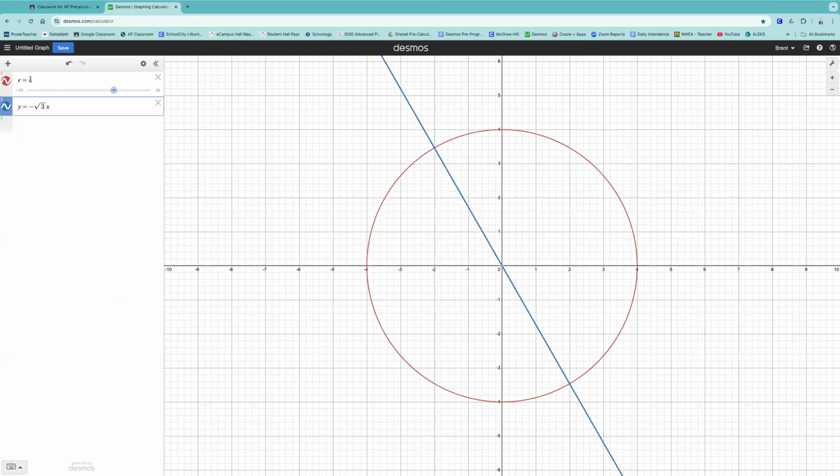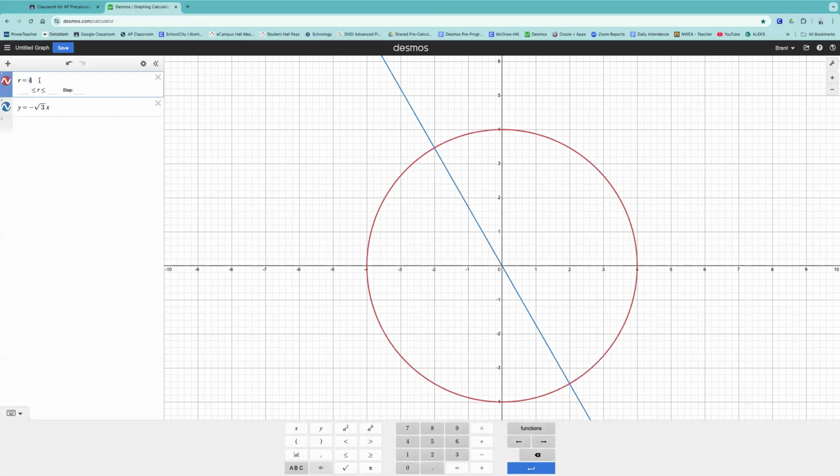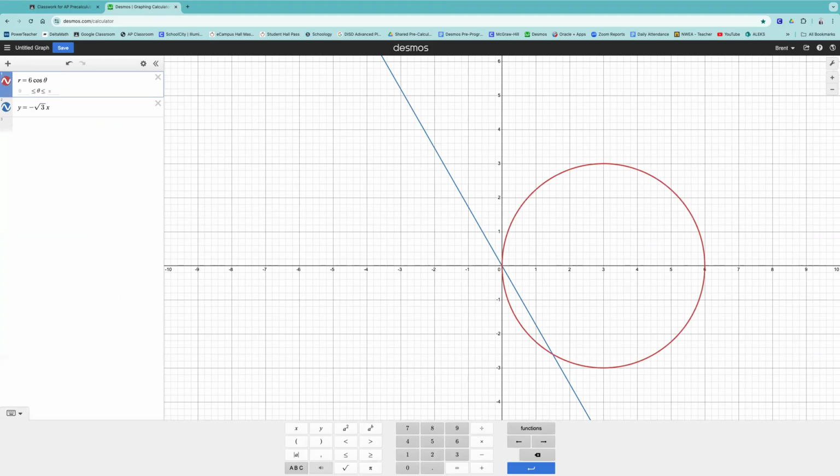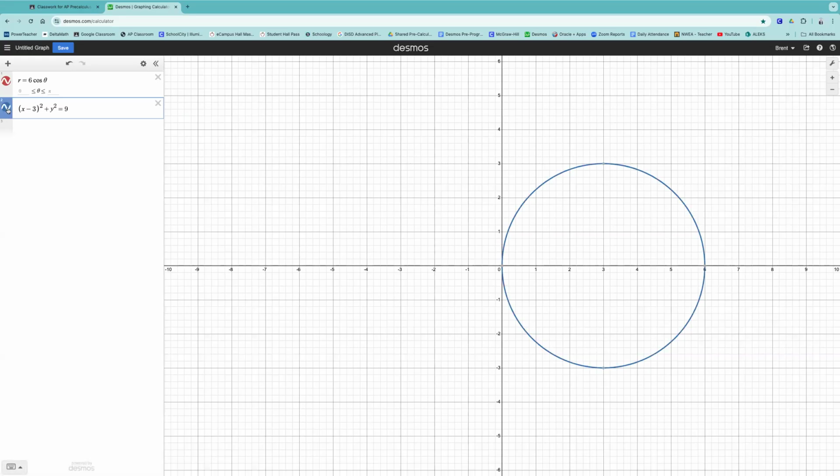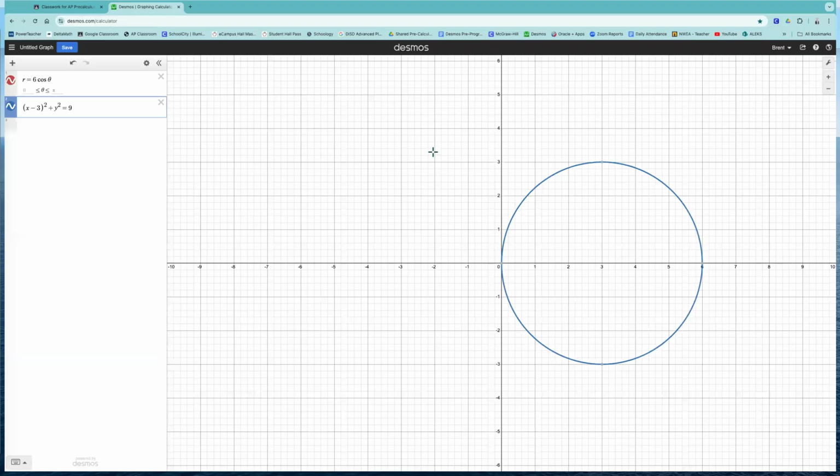So r equals 6 cosine theta. And we just came up with, whoops, what in the world? Let's try this again. x minus 3 quantity squared plus y squared equals 9. Notice that's the exact same circle. So we did that right. All right, I have one more.